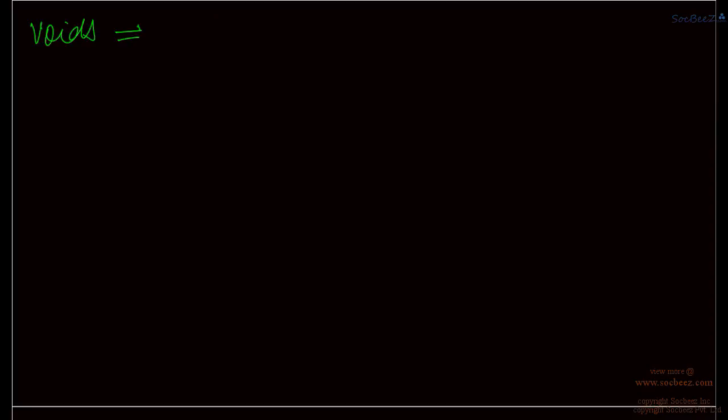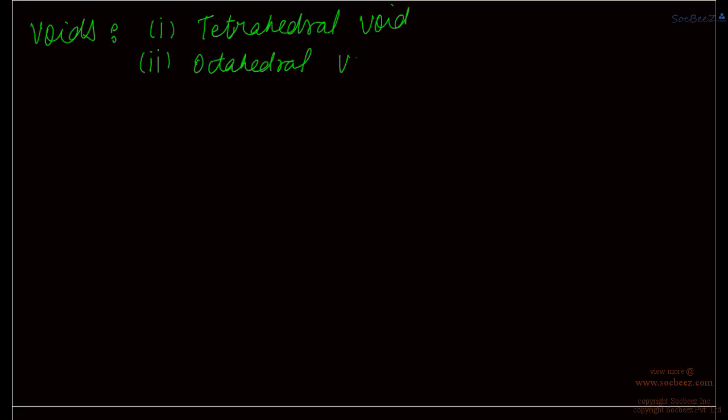Voids are the empty spaces. So there are two types of voids: tetrahedral void, and the other is octahedral void.